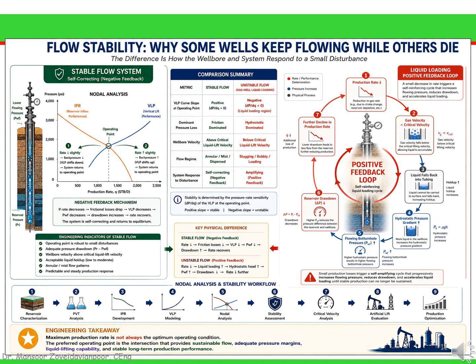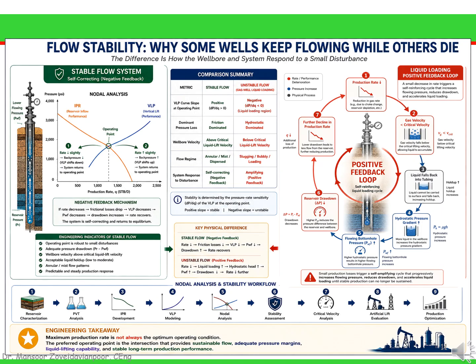Suppose two wells are producing exactly the same rate today. Does that mean they are equally healthy? Not necessarily. One well may continue producing at that rate for years. The other may begin slugging tomorrow, load up with liquids, and eventually die. The difference is not the production rate. The difference is stability. Nodal analysis tells us where a well can operate. Stability analysis tells us whether it should operate there. Those are two very different questions.